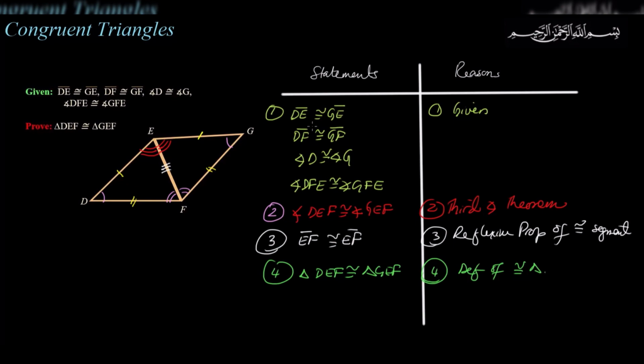So we listed all the given information. We used the third angle theorem here to say the third angle is congruent, and then we had a side that was shared between the two triangles, so we put that there. So we have all the sides congruent, all the angles are congruent. Then we can use the definition of congruent triangles to prove that these two triangles are congruent. That wasn't so bad. All right, so let's see our last example.